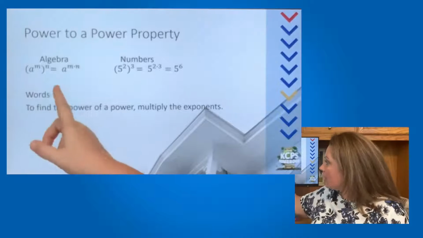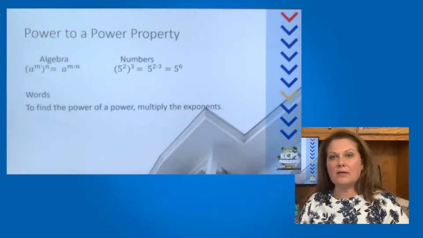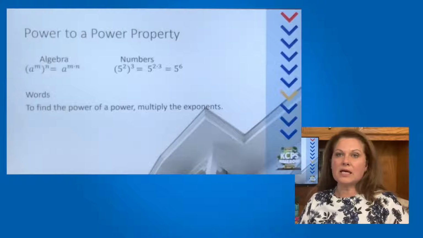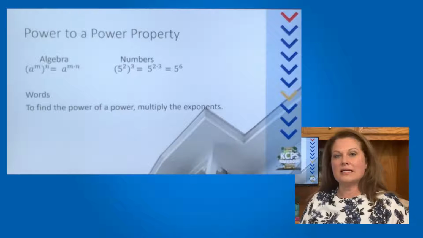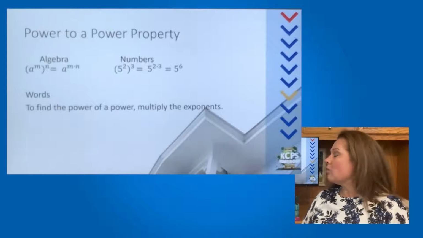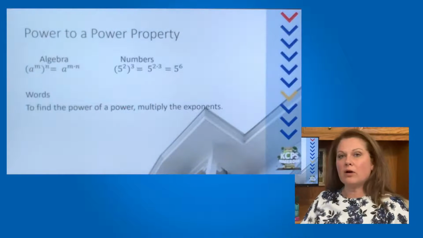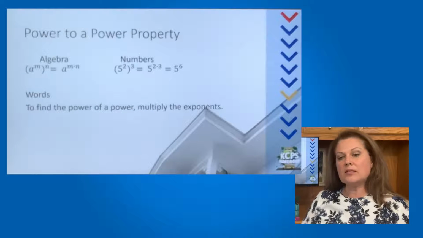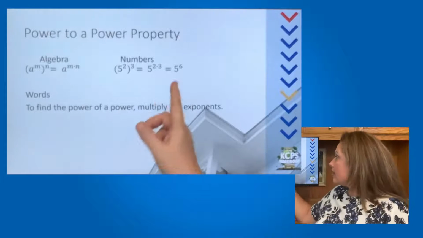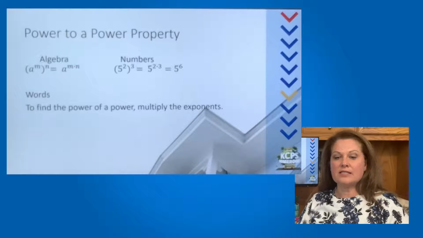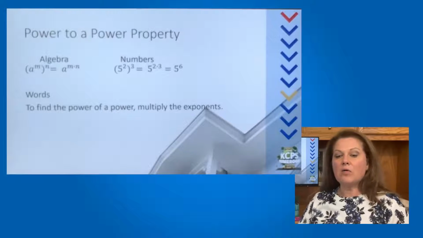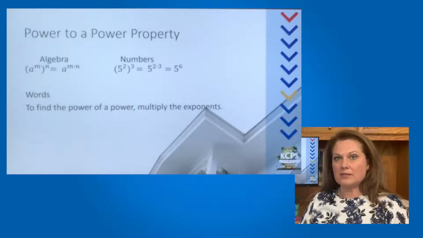If you notice, our algebraic expression is a to the m to the n. We have the same base. You simply multiply m times n, and whatever that product is, that's your new exponent. Sometimes it's a little bit easier to see in numbers. We have 5 to the 2nd power to the 3rd power. We're working with the same base, so simply multiply 2 times 3. 2 times 3 is 6. That is our simplified version, 5 to the 6th. Now in words, it's going to sound something like this: to find the power of a power, multiply the exponents.